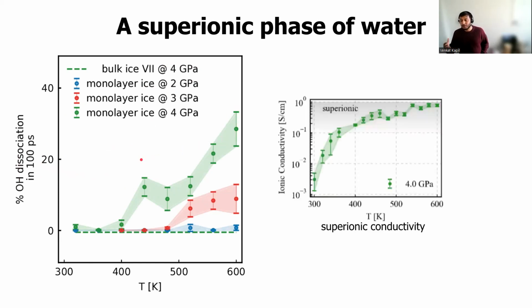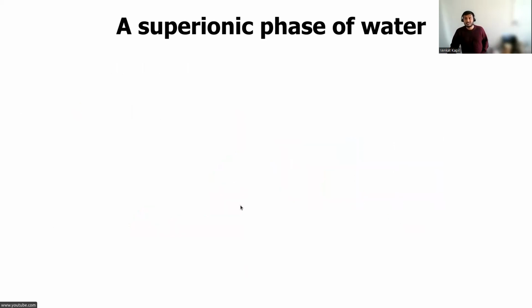And actually, what we really found was that after calculating the ionic conductivity, this really forms a superionic phase at much more accessible conditions than bulk, because bulk water exhibits such levels of dissociation at, let's say, thousands of Kelvin of temperature and tens of GPa of pressure, while we find this at much more accessible conditions.